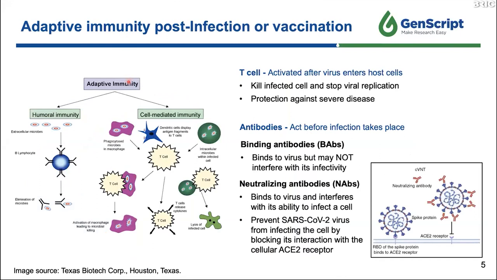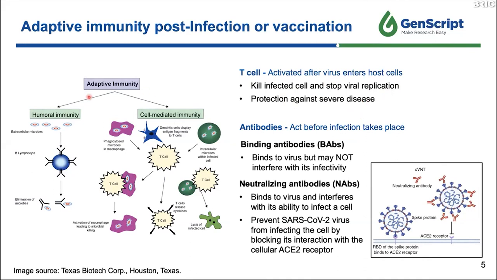So adaptive immunity consists of two major arms. The first arm is humoral immunity, which is mainly mediated by antibodies. The second arm is cell-mediated immunity, where T cells play the main role. T cells are activated after the virus enters the host cell, and they can kill the infected cells to stop viral replication.